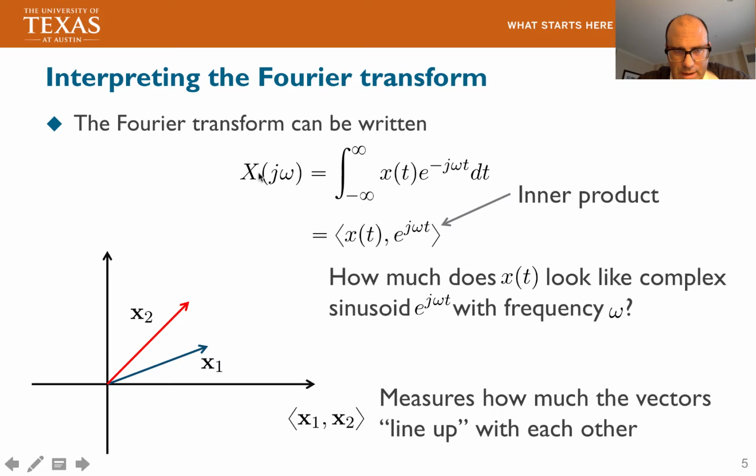So if you evaluate X(jω) for a particular value of ω, that tells you how much, in terms of amplitude and phase, that signal is related to e^(jωt).